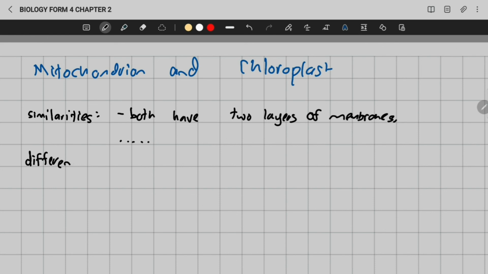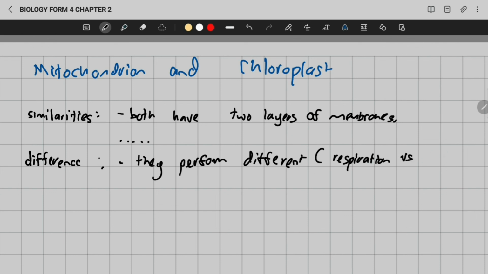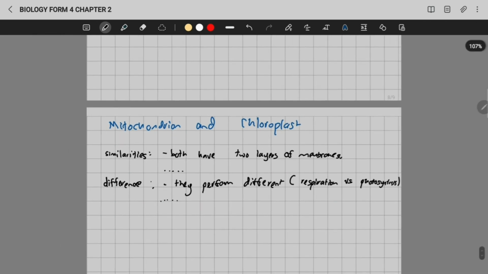And then we have the difference. What is the difference between the mitochondria and chloroplast? They perform different functions: mitochondria in respiration, while the chloroplast in photosynthesis. And what is the other difference? I really hope that you can give your own thought in the comment section below.